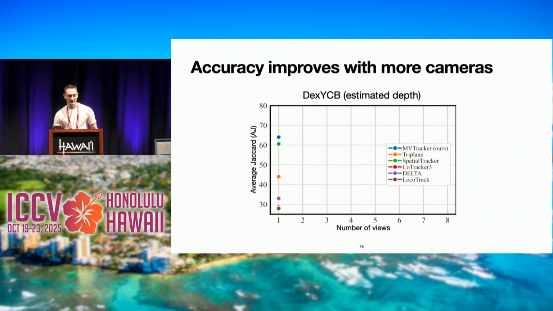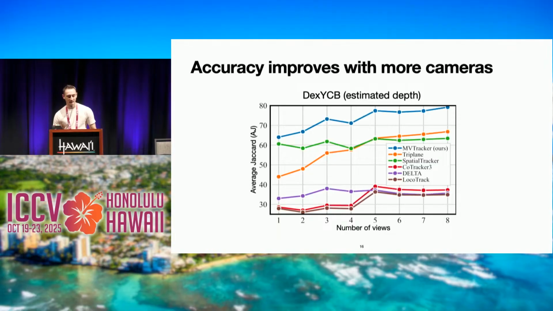Due to the design of our method, our accuracy will improve with more cameras. And this is because we fuse everything in the feature point cloud and can easily leverage the added information and better coverage that we get from having multiple cameras. For example, this is performance in 1 camera, and we go up to 8 cameras with the estimated depth using Duster.